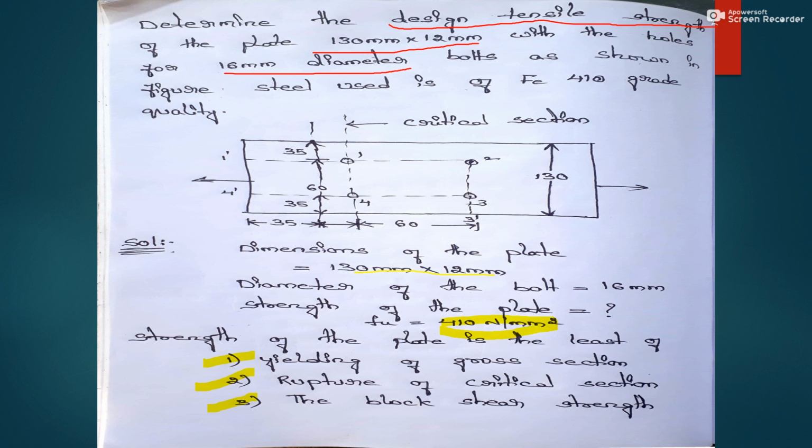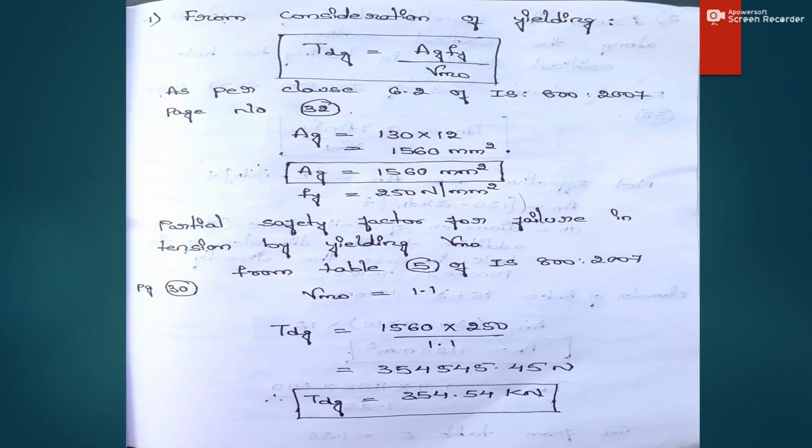So we'll find out the yielding of gross section first. So from consideration of yielding, Tdg equals to Ag fy by gamma m0. So this formula you can refer to clause 6.2 of IS 800:2007, page number 32. So in page 32 you will be seeing this formula. So there we have the details about the yielding.